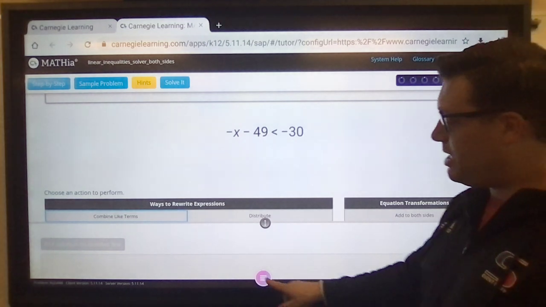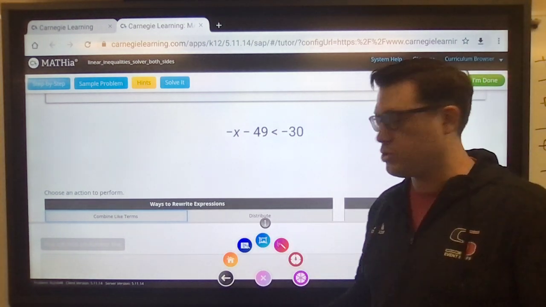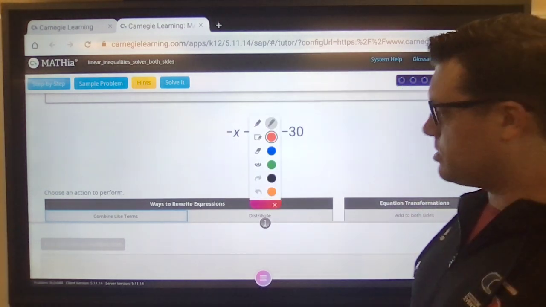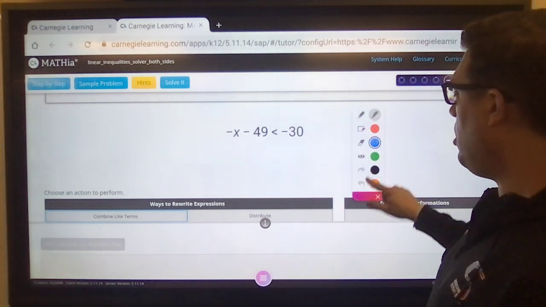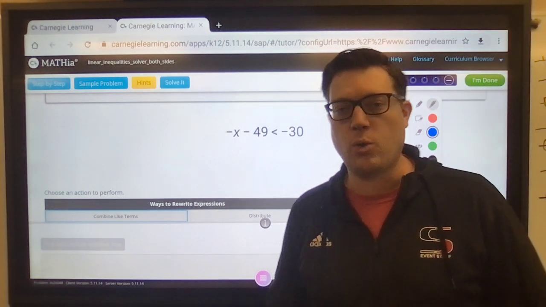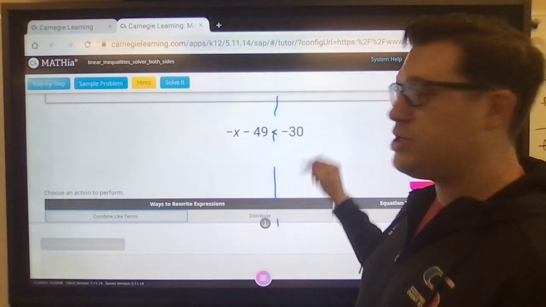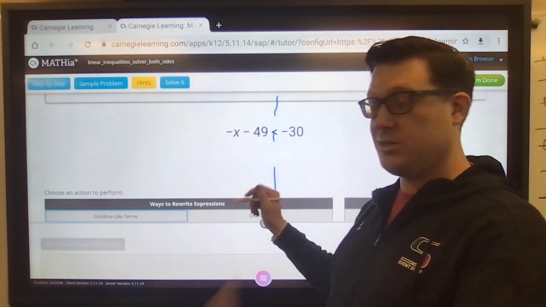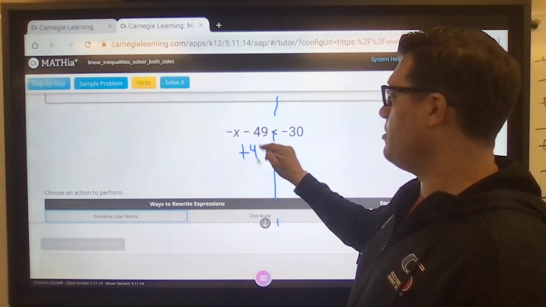Negative x's tend to cause us to have to do one extra layer of deep thinking when we solve these types of problems. As always, this is just like solving an equation. What you do to one side of the equation, you have to do to the other. So first step, I'm going to add 49 to both sides.